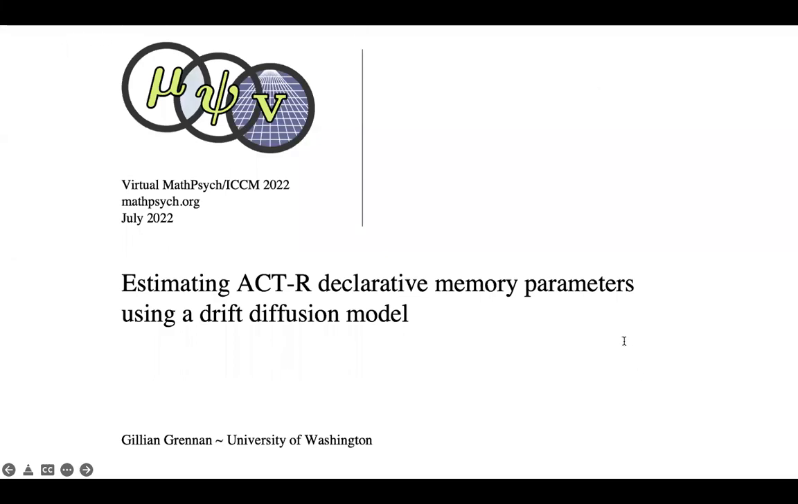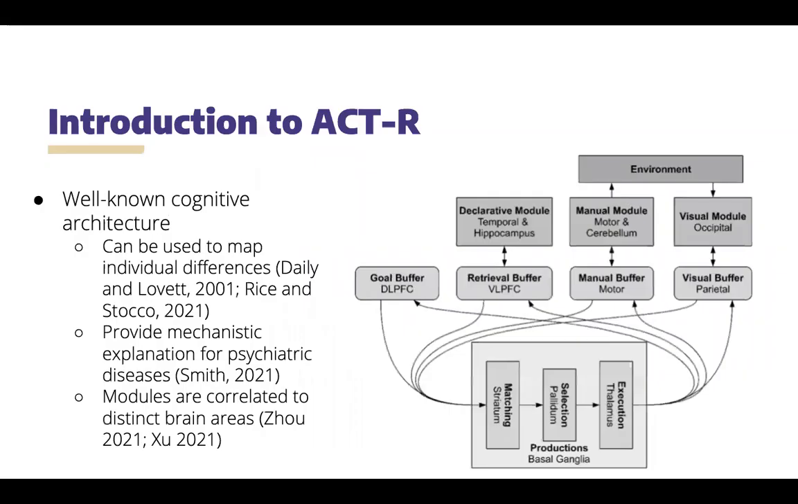Hi, my name is Jillian Grennan, and I am a neuroscience PhD student through the University of Washington. This is a pre-recorded presentation for the 2022 meeting of the Society for Mathematical Psychology, and today I will be presenting estimating ACT-R declarative memory parameters using a drift diffusion model.